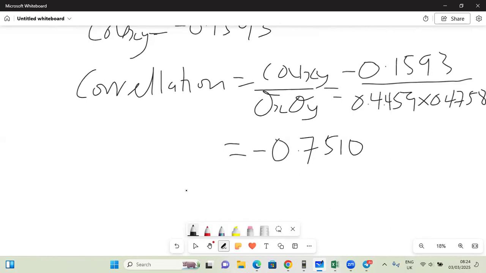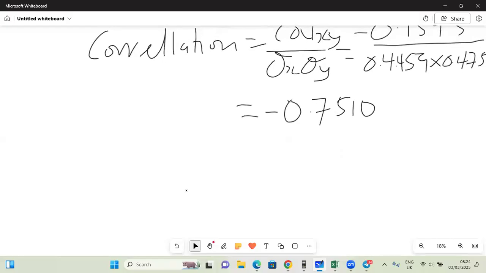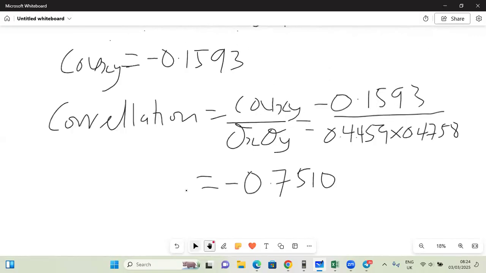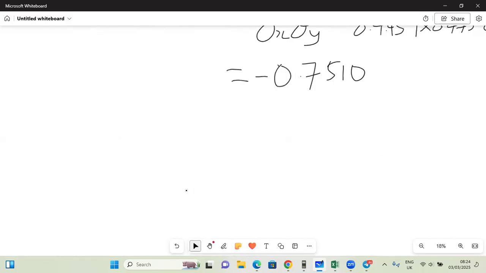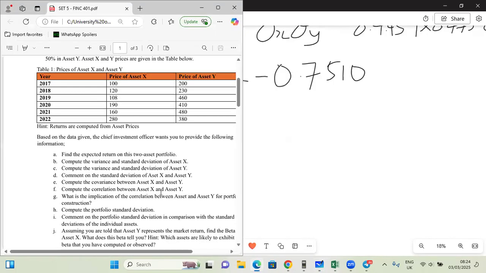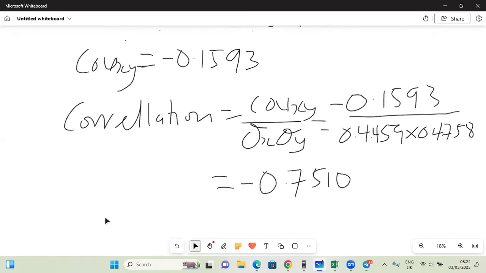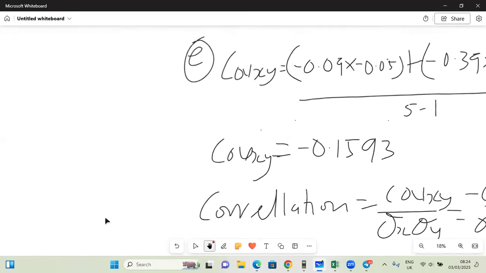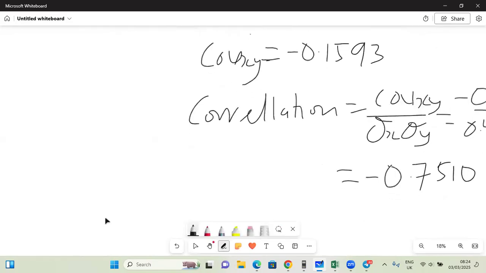Now, we have solved for the correlation and the covariance. The covariance is E, the correlation is F.